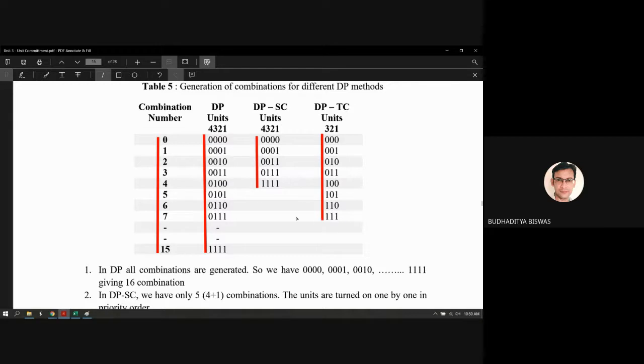So which one gives the more accurate result? Can somebody tell me which one gives the more accurate result, DPSC or DPTC? DPTC. Why DPTC? It has more combinations. Very good. So resolution would be more.